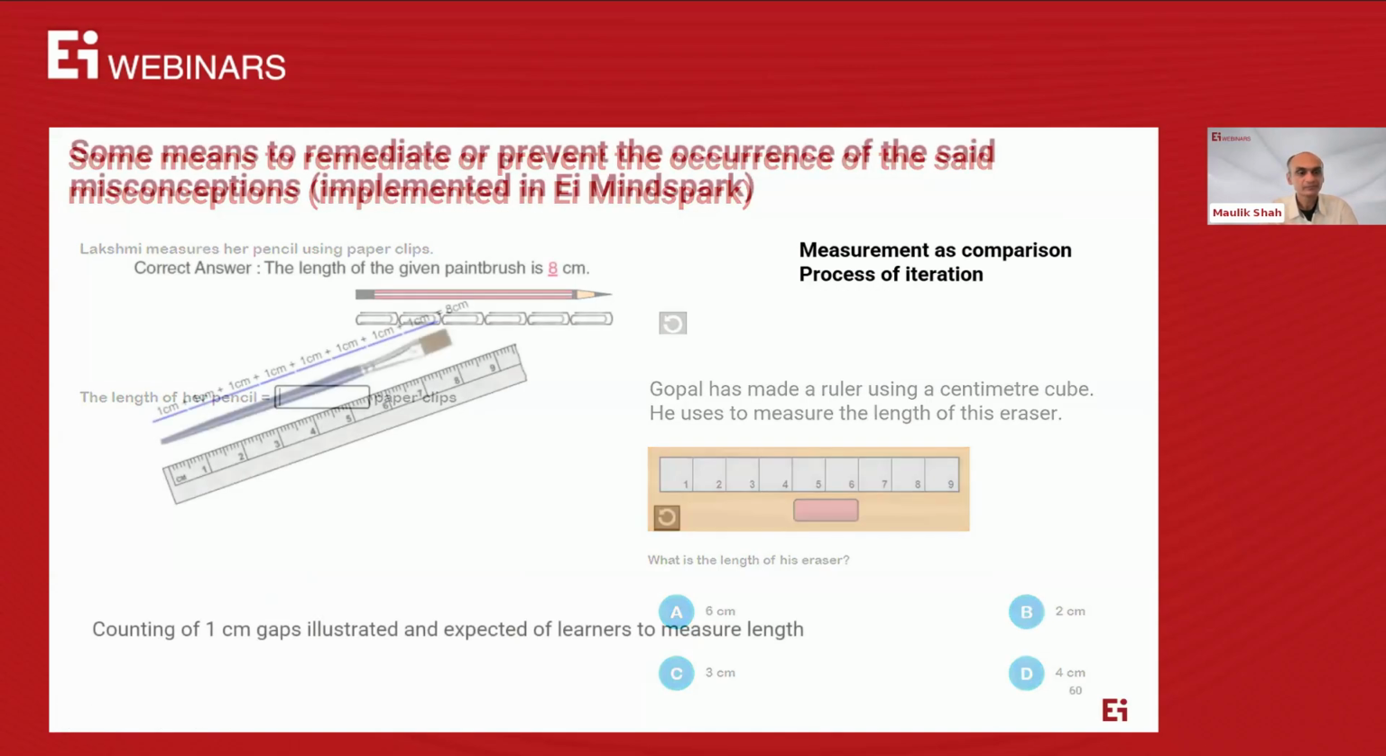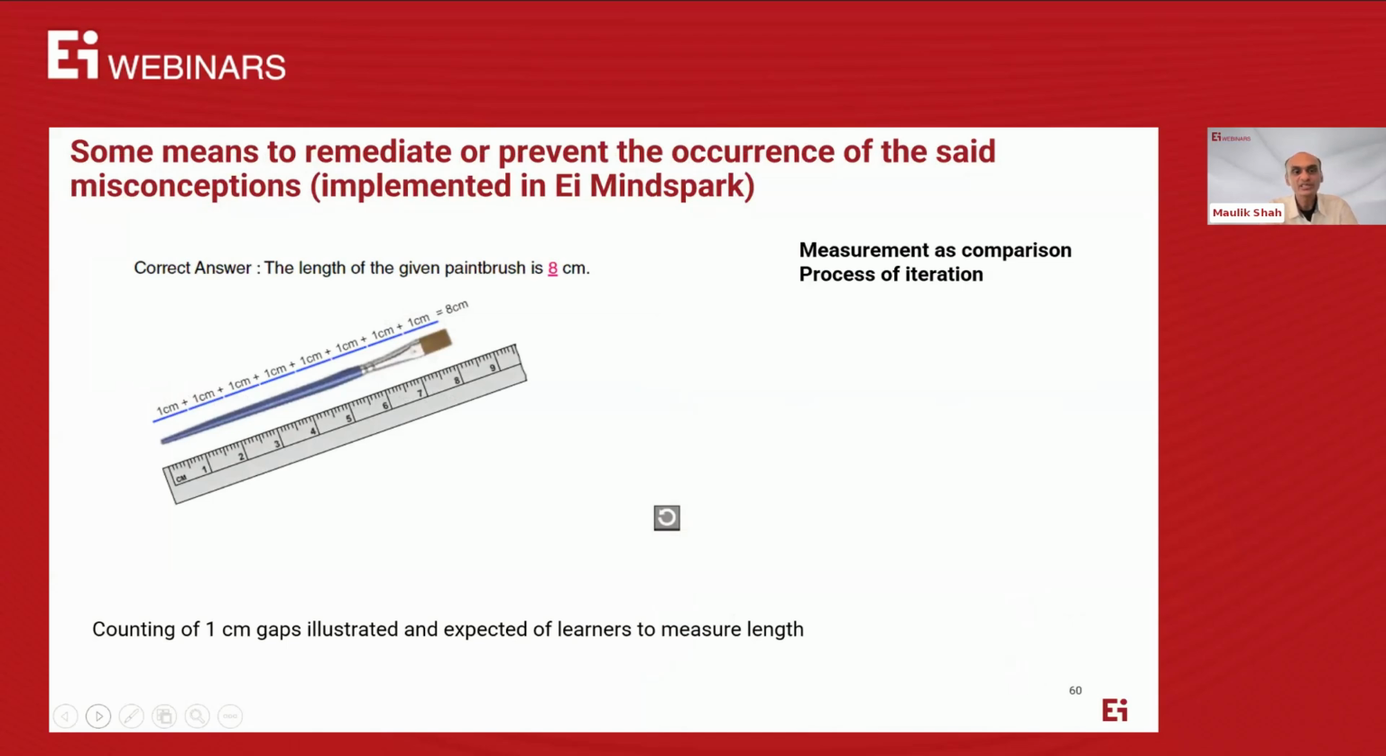Next one. So in animations, we also showcase counting of 1 centimeter gaps in case of Mindspark questions, and we reiterate that understanding. Next one.